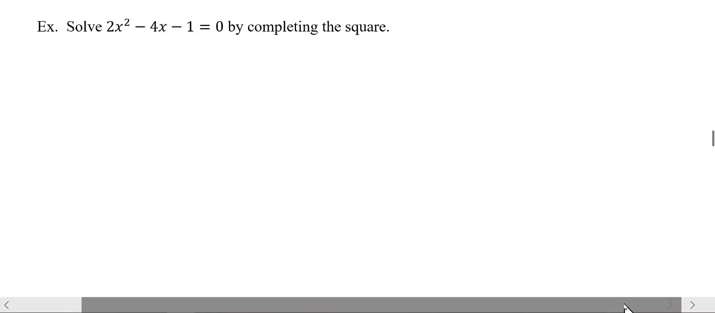Solve 2x squared minus 4x minus 1 equals 0 by completing the square. You are always welcome to pause the videos and try this on your own if you want. Like if I do a second example, feel free to do that, okay? But these are here for your extra guidance if you need it.